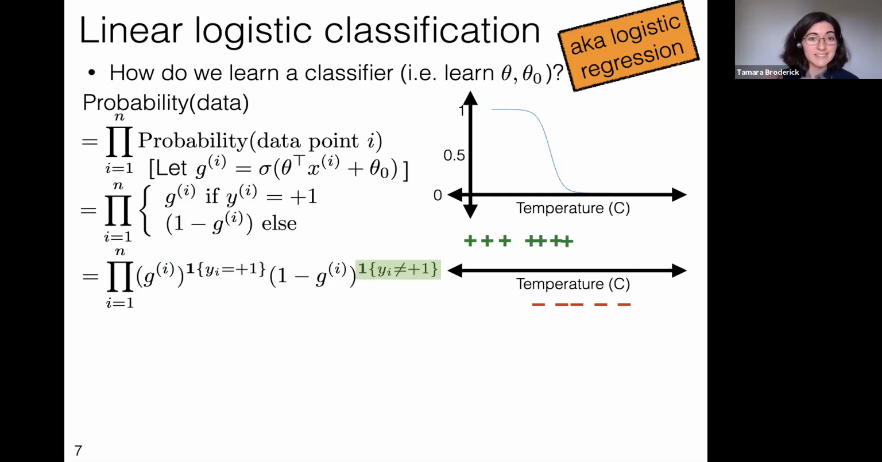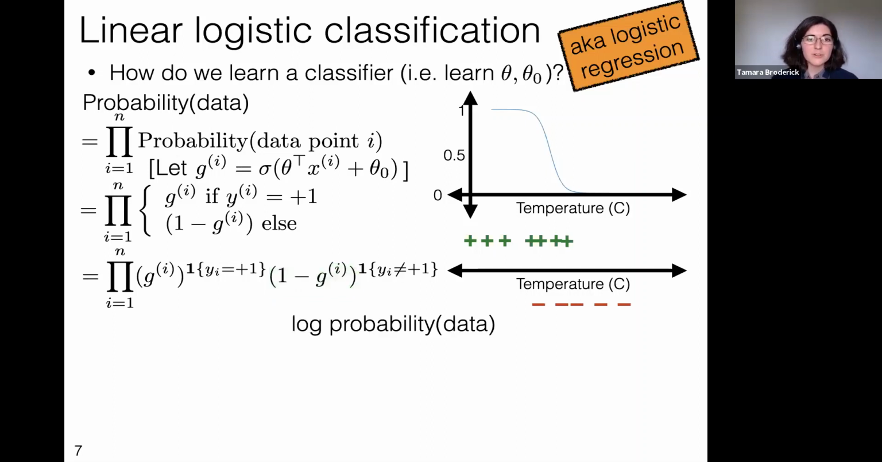Similarly, if y_i is not +1, then this evaluates to 1, and we get a factor of 1 minus g_i. If y_i is +1, then that's false, so the exponent is 0, and so that term goes away. And so you just want to convince yourself that this is literally just a fancy way of writing the line above. Feel free to take some time later and think about that if it's not immediately obvious, but it's really just a fancy way of writing this line, and it's one that comes up a lot.